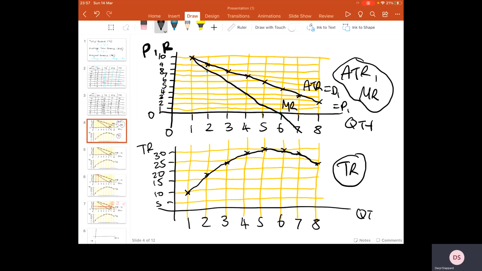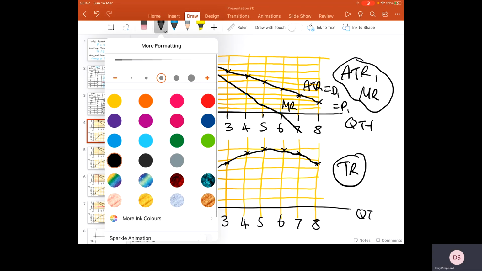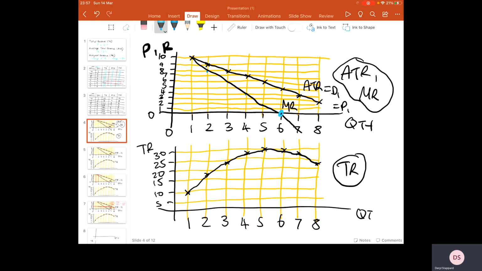Now look what happens, everyone. And I'll put this on the graph. Remember, when MR equals 0, we call this revenue maximization. It will always occur when MR is equal to 0. So we can see at this point here that when marginal revenue becomes negative, total revenue will eventually start to fall beyond that point there. So we can see this business will maximize revenue at £30.